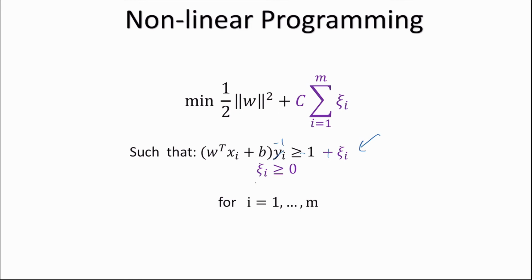We also need to ensure that the value of each of our slack variables is bigger than or equal to 0, and this is for i equals 1 to m, where m is the number of training examples.